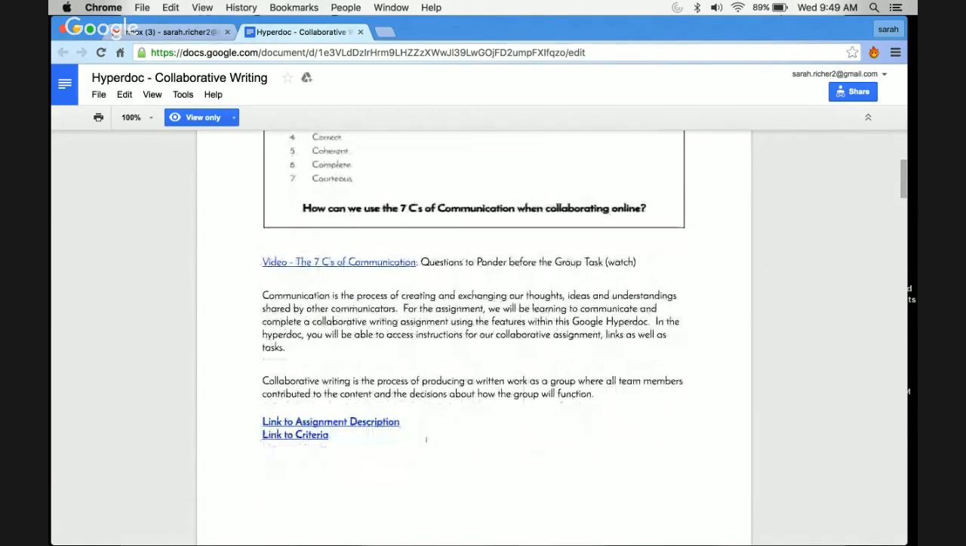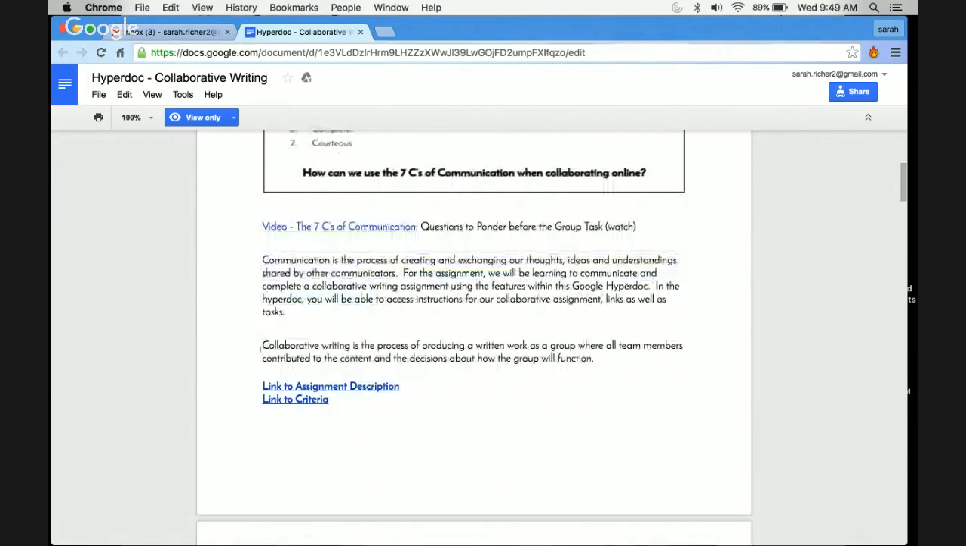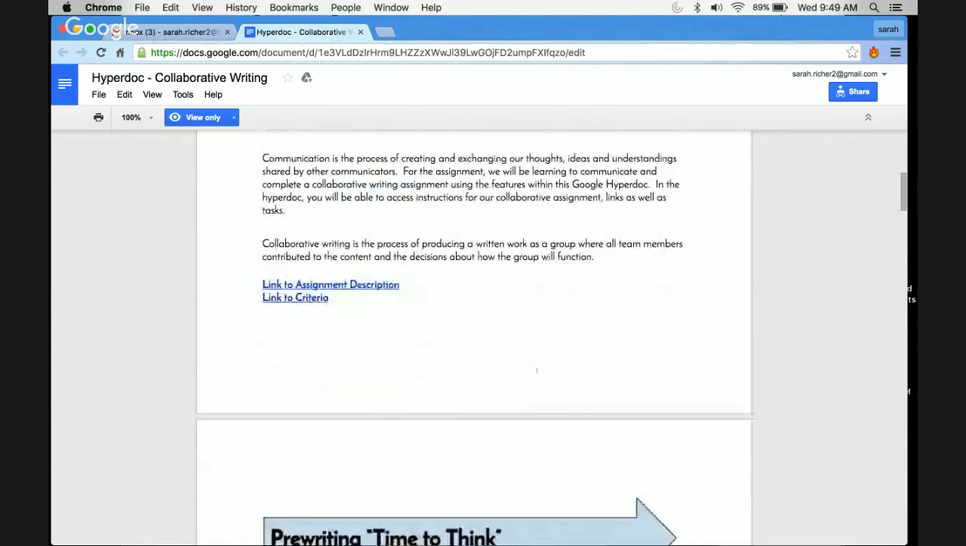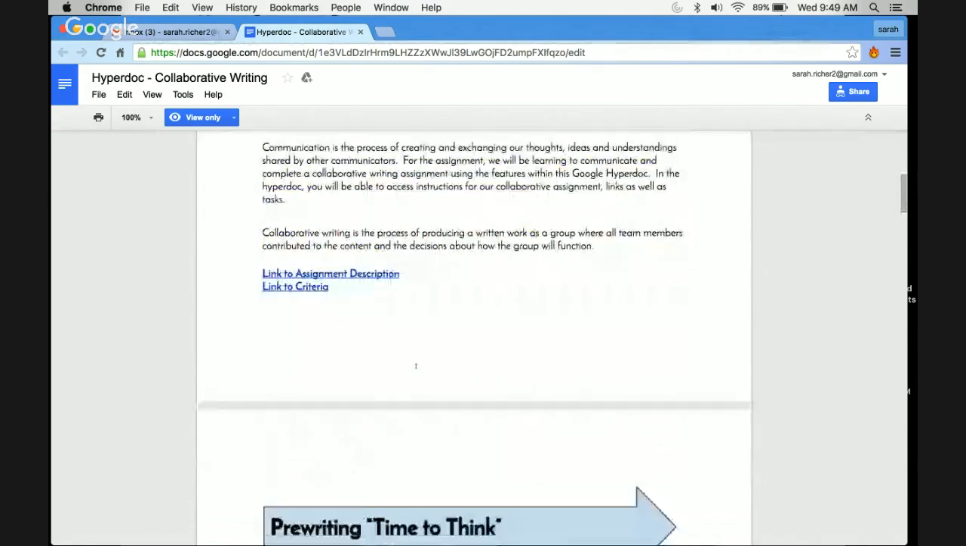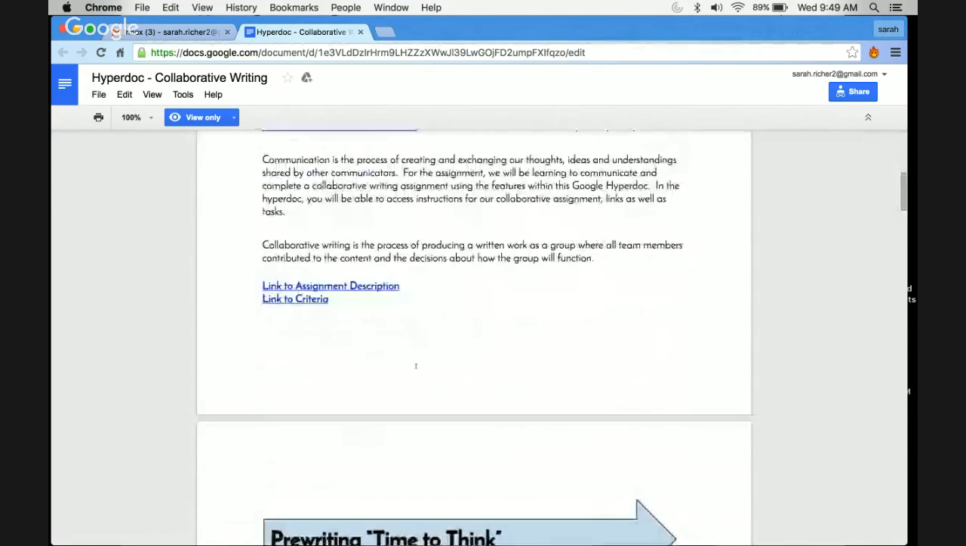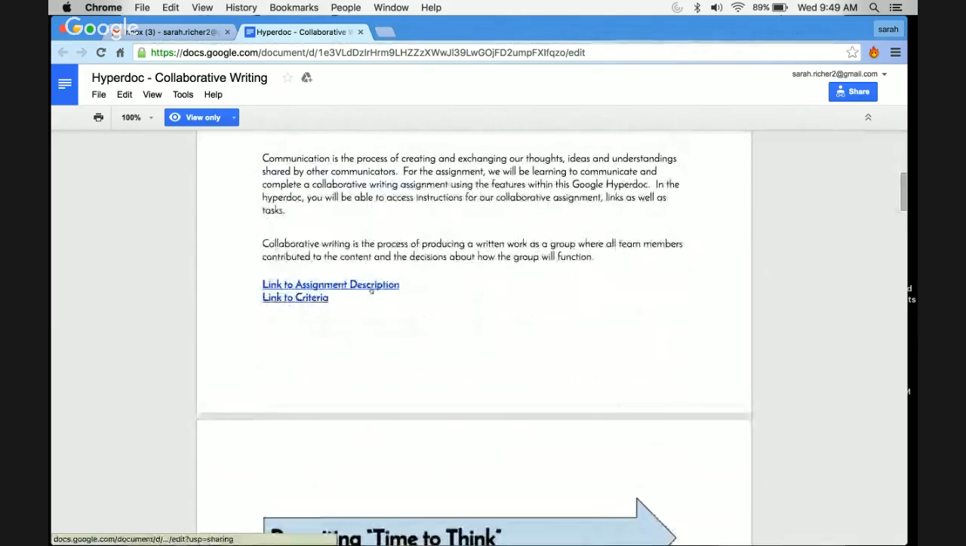So reminding them, obviously, that communication is the process of creating and exchanging our thoughts and ideas, as we said before, and really helping them understand that. So setting it up that you're going to be looking at their communication as well as their ability to write collaboratively together as a group and what that looks like. As we link in within our hyperdoc, you want them not only to have their focus and their goal and some kind of review of communication, but also you want to set up the criteria and expectations and assignment description.